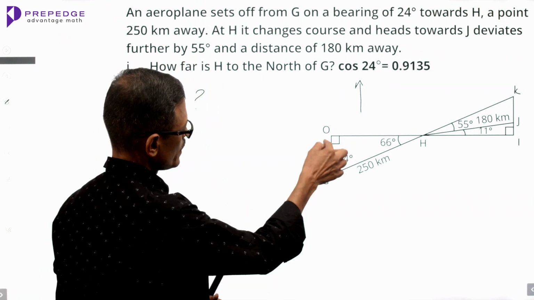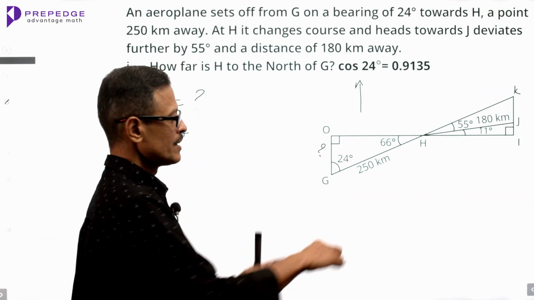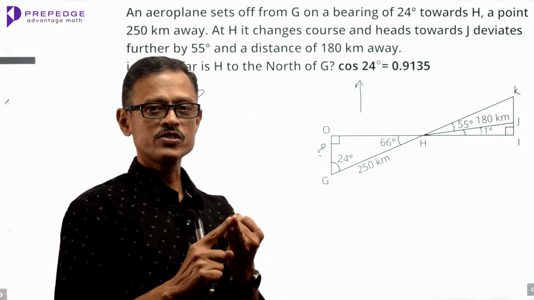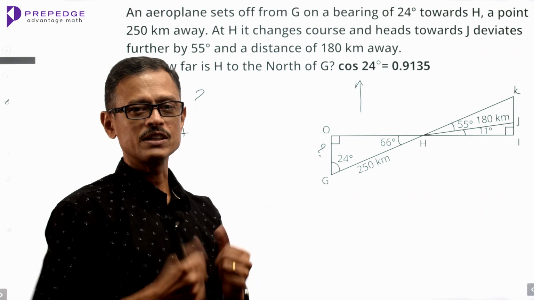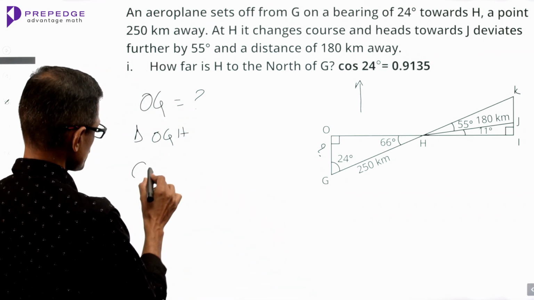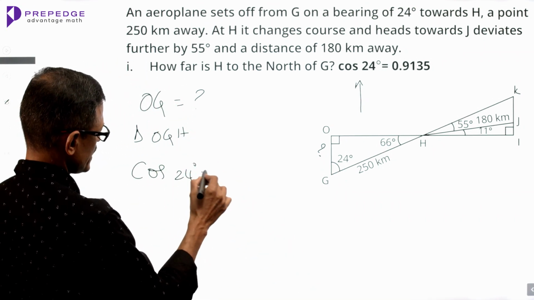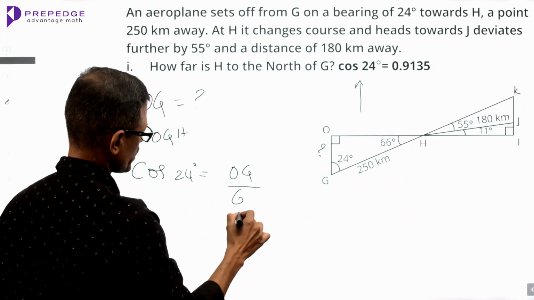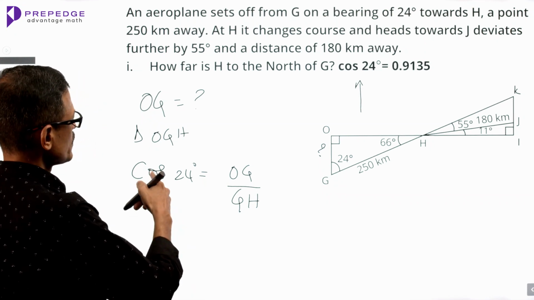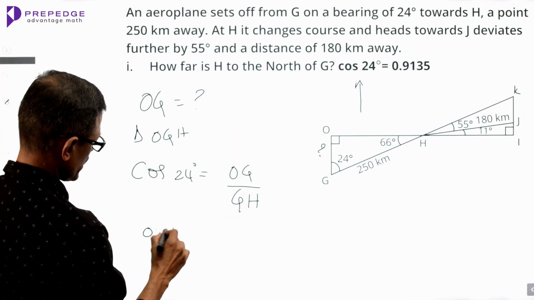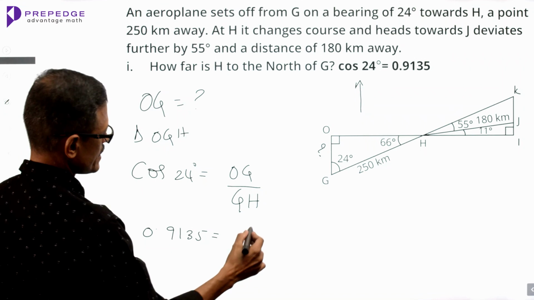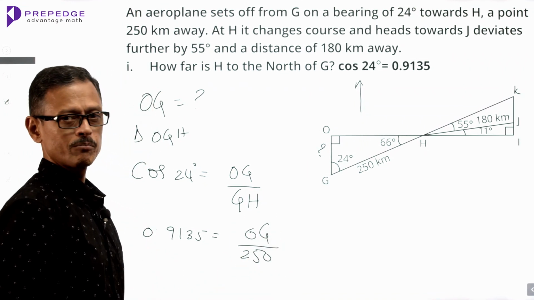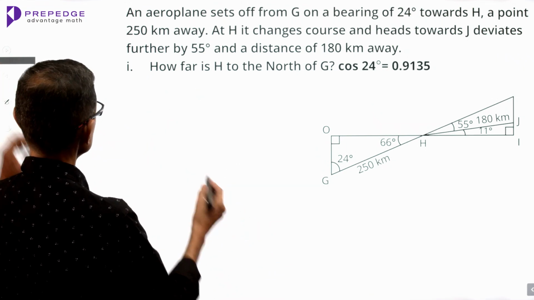So for 24 degrees, OG is the adjacent side. The one measure we know, GH, is the hypotenuse. The trigonometric ratio that uses the adjacent side and the hypotenuse is cos. So cos of 24 degrees is equal to the adjacent side OG divided by the hypotenuse GH. Cos 24 has already been given, which is 0.9135, equal to OG, which we need to find, divided by GH, which is 250.